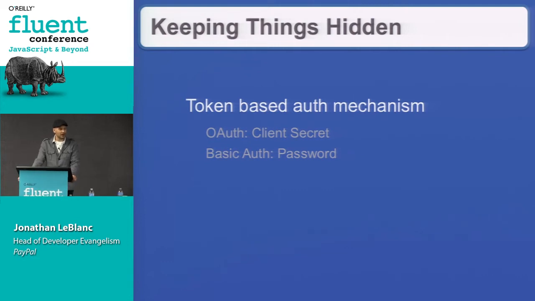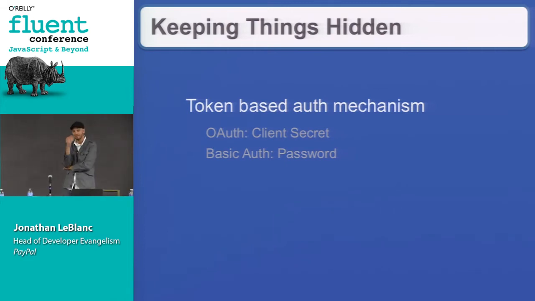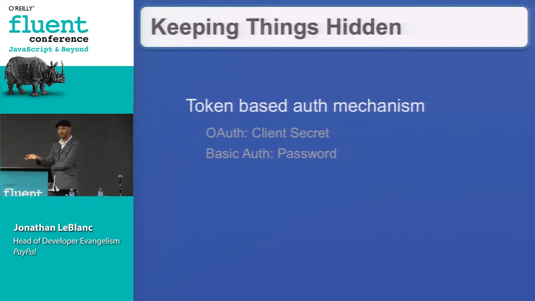So if you're using basic auth, you want to hide your password. If you want to use OAuth, you want to hide your secret. These are ways of uniquely identifying you and should be kept secure. But exposing them in the JavaScript layer does the complete opposite of that. So these are things that you have to be concerned about when working with standard OAuth implementations.